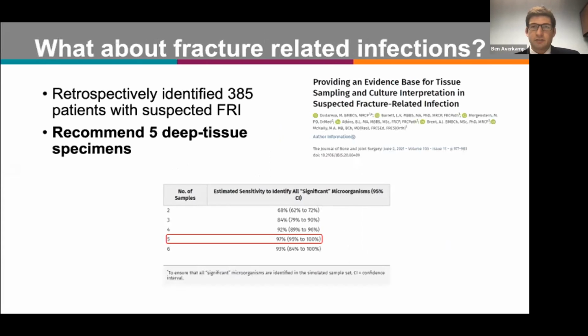How about fracture-related infections versus arthroplasty literature? This 2021 JBJS article looked to help clarify the number of cultures that should be obtained. Their goal was to estimate how the accuracy of different numbers of specimens and diagnostic cutoffs for microbiological testing of deep specimen tissues. They recommend 5 deep tissue specimens, as this was where sensitivity was the highest.